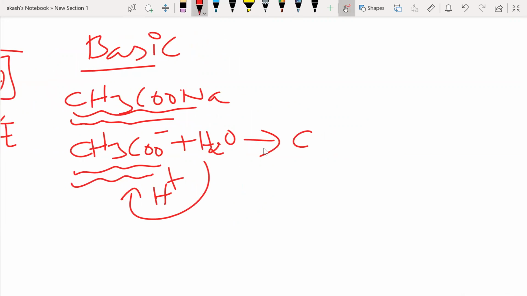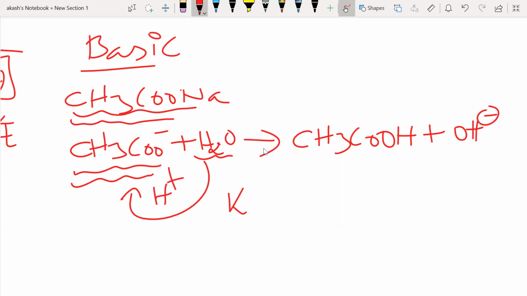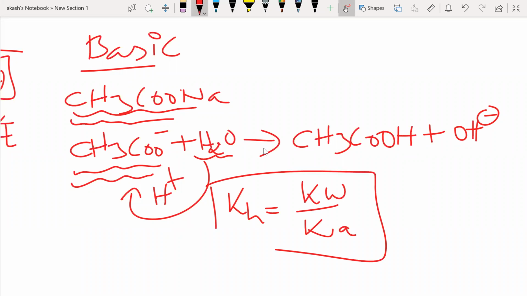So how will you write the reaction now? This would be CH3COOH plus OH-, because if I remove H+ from water, it becomes OH-. Again, I can write the Kh for this. Kh in this case will be equal to Kw by Ka, where Ka again is the weak acid's Ka. That is the hydrolysis constant.